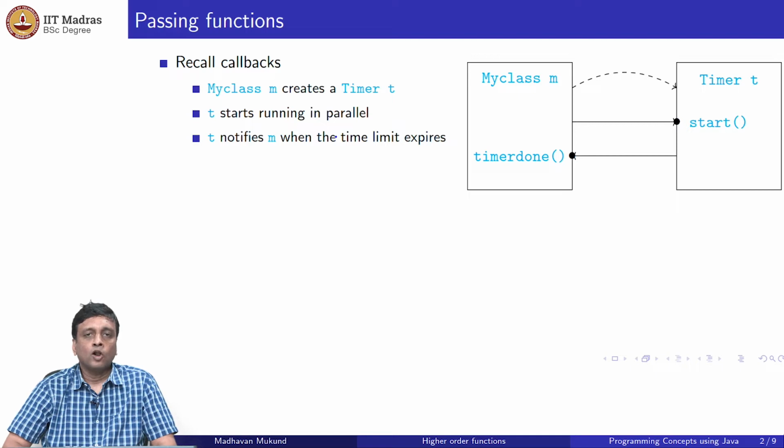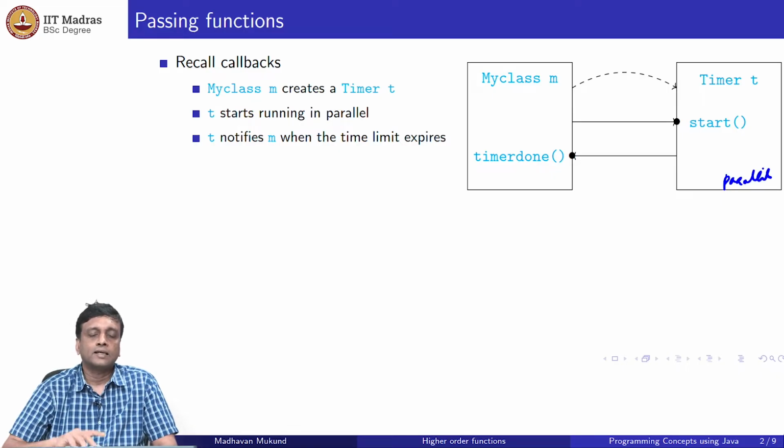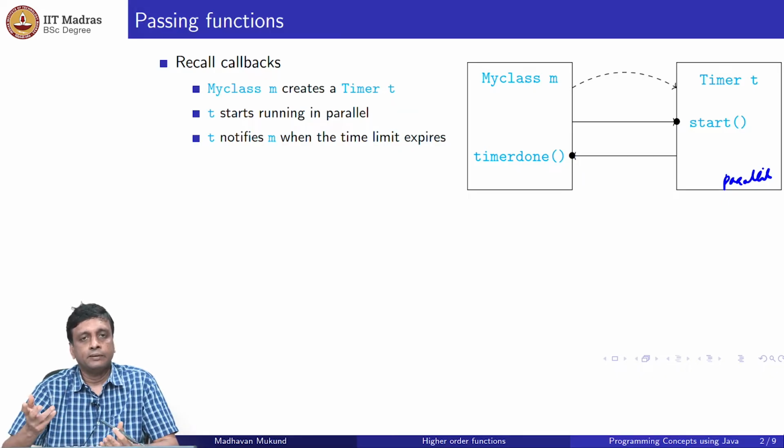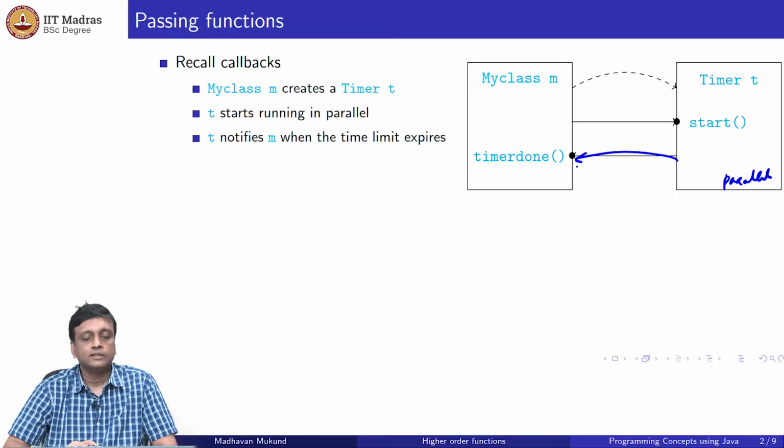So recall our callback example. What we said was that an object of class M starts off a timer T in parallel. The goal is that the class M should continue with its computation, and the timer T, being a timer, is given some time to run out, and when the time runs out it must call back. So this is the idea of callback. It should notify the original object M that the time has expired.